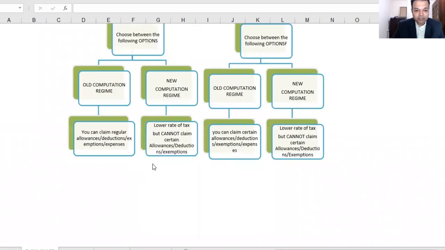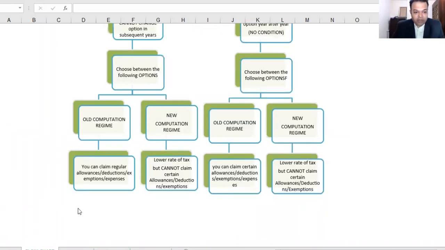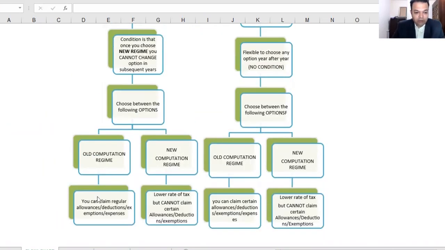Yeah, I think there was a little bit of a technical issue, but anyway. So what I'm saying is that this is the old option, where you can claim certain allowances, exemptions, and deductions, and this is the new option, where you'll be eligible for a lower rate, but you cannot claim certain allowances, deductions, and exemptions. So this is exactly what I told you about the concept of the old regime and the new regime.